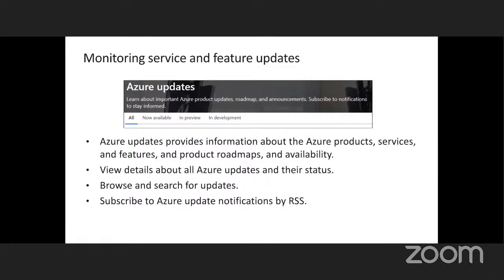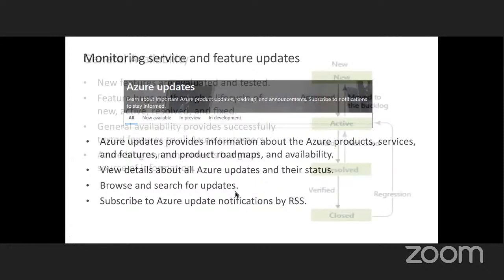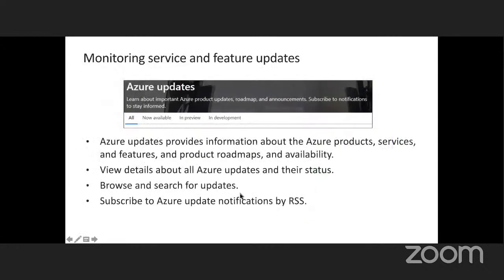Monitoring service and features updates. Azure Updates provides information about the Azure products, services and features, and product roadmaps and availability. View details about all Azure updates and their status, and browse and search for updates. Subscribe to Azure Updates notifications by RSS. This is very similar to AWS. If you want to know what's new in AWS, when they launch a new service, there's one section that you can subscribe to RSS. I've tried that. For me, it doesn't work. I don't know why, and I haven't even tried harder to find out why. But this is a way to know what's new in Azure.